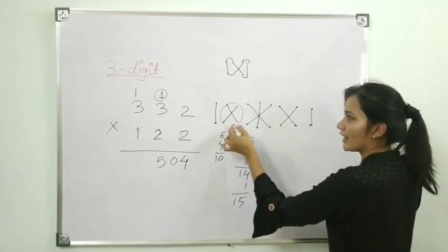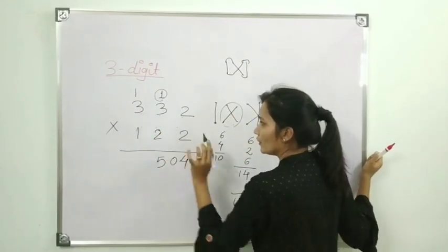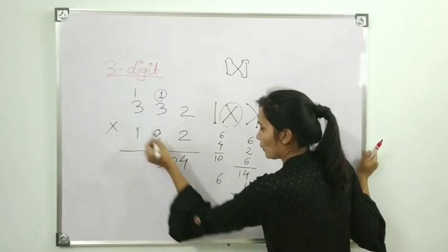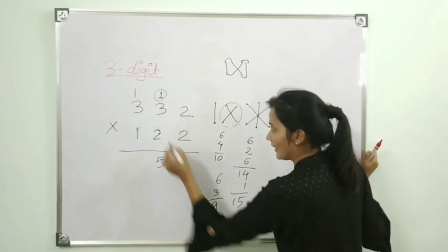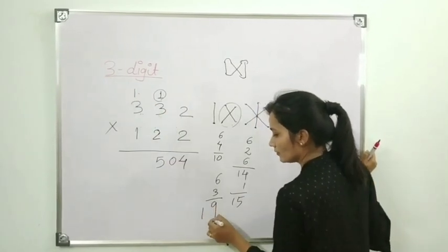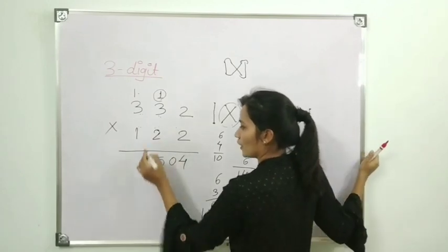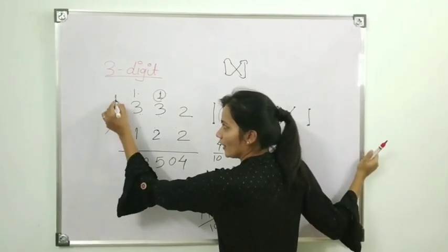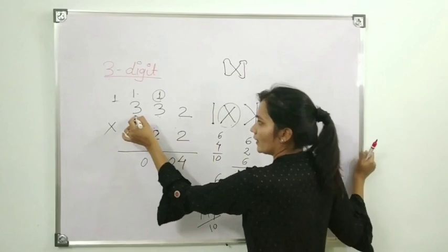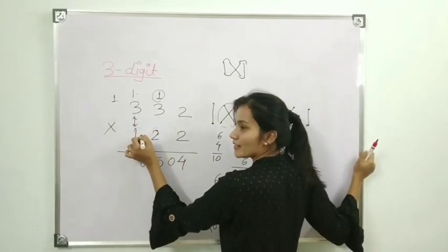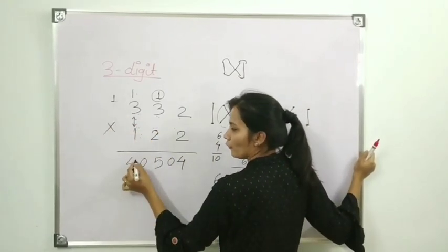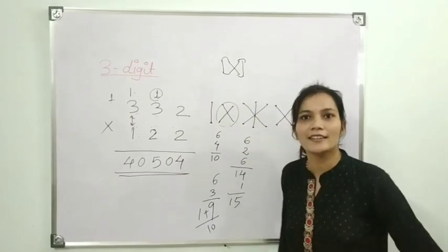Then the left side cross multiplication. 3 into 2 is 6, 3 into 1 is 3, so 6 plus 3 is 9, and this one makes 10. You will write 0 and carry 1. The last is the multiplication of these two: 3 into 1 is 3, plus this one is 4. And this is your final answer.